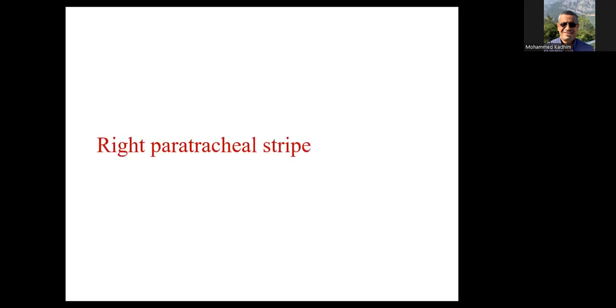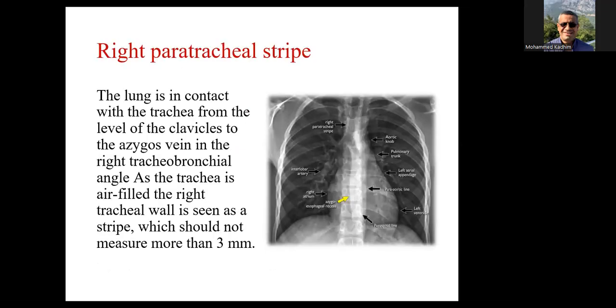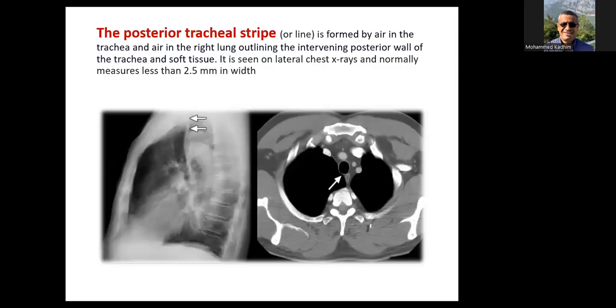Mediastinal lines. The right paratracheal stripe, as we see in the frontal chest X-ray, is a radio-opaque line. It is formed because of the presence of air in the trachea medially and air in the lung parenchyma laterally. It should be less than 3 millimeters. The posterior tracheal stripe on the lateral view chest X-ray is a radio-opaque line that should be less than 3 millimeters. In the axial section it should also be less than 3 millimeters, but if the esophagus is collapsed, it may reach 1 centimeter.